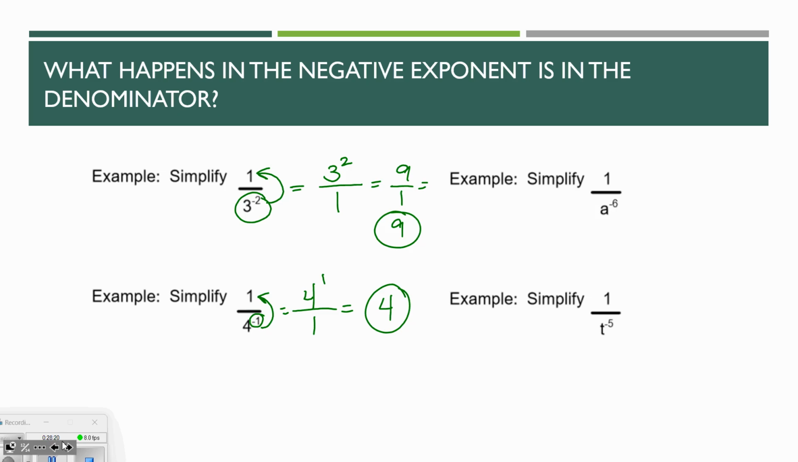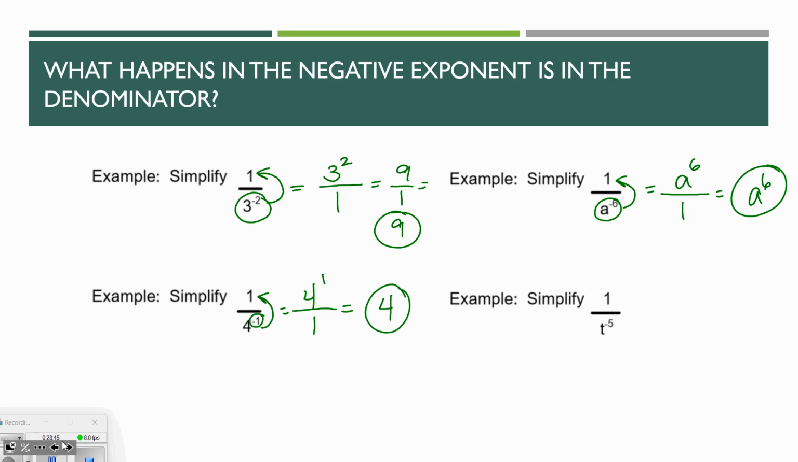All right, this example on the top right, a to the -6. The -6 tells me to flip to the other side of the fraction. It was on the bottom, so I'm going to flip to the top, so a to the +6. Nothing's left on the bottom, so I'm going to put a 1. I don't need that 1, though. So fully simplified is just a to the 6.